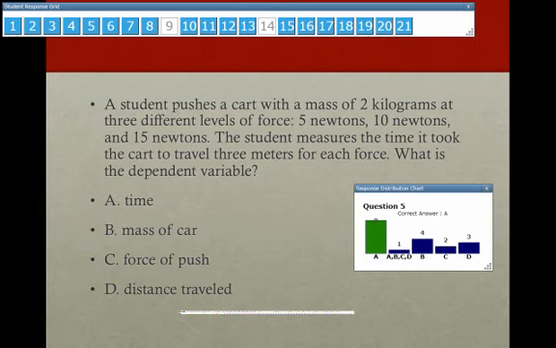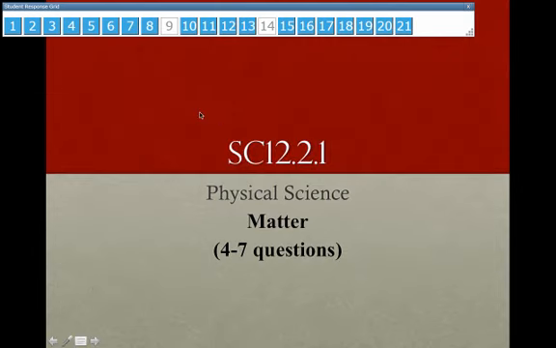It is. So the student is manipulating and changing the force. So the force is the independent variable. And then what is changing? He's measuring the time. So the time is the dependent variable. Now, you could have had a different experiment where maybe instead of measuring the time for a specific distance, it gave you a specific time, like in 5 seconds, how far did it travel? So then distance would be your dependent variable. So it can change based on what your experiment is doing. And I think that's it.